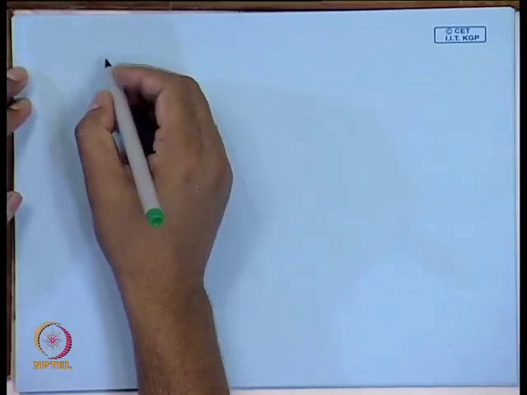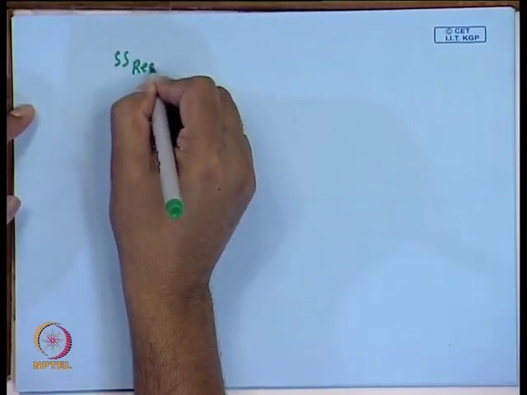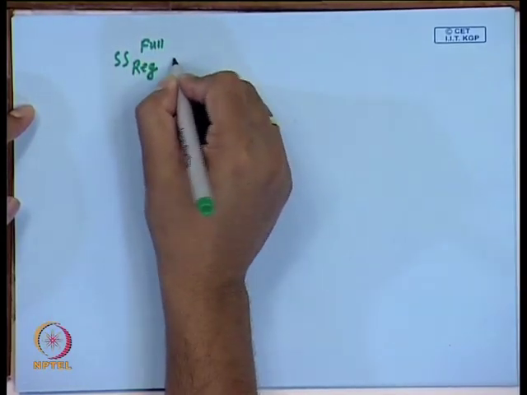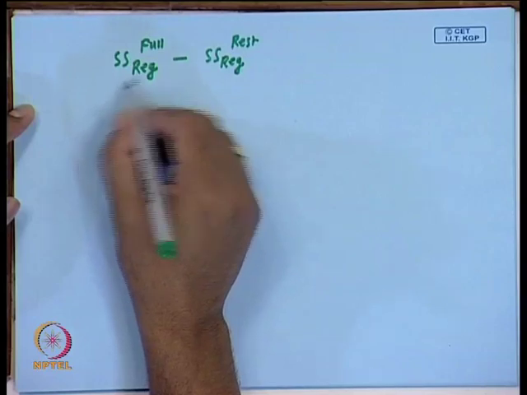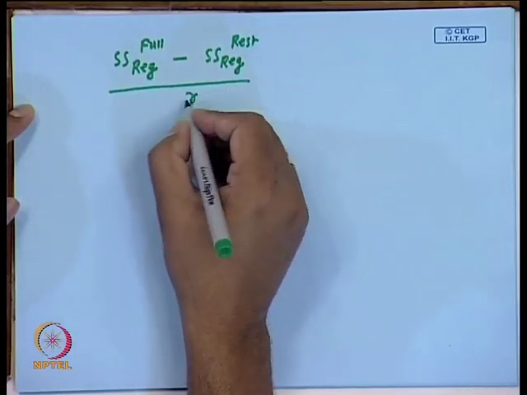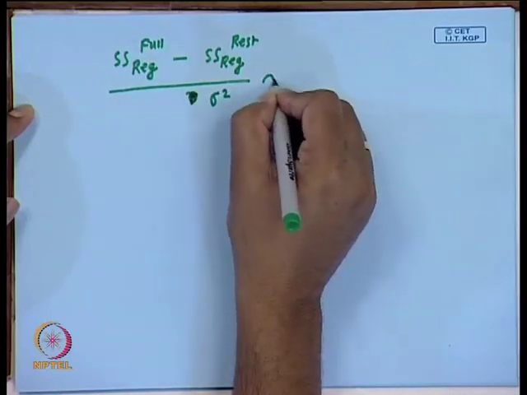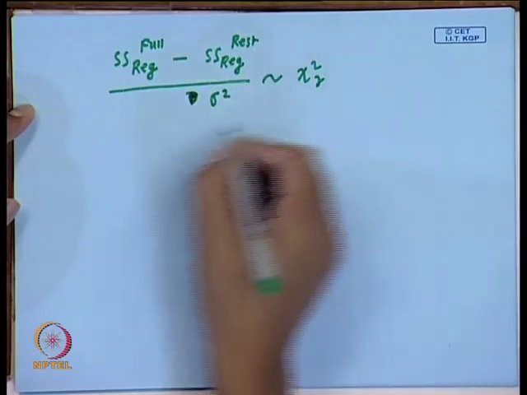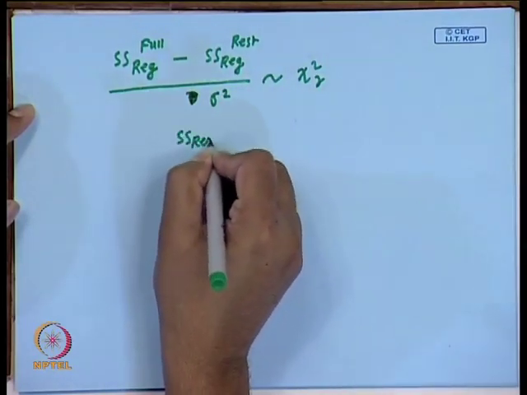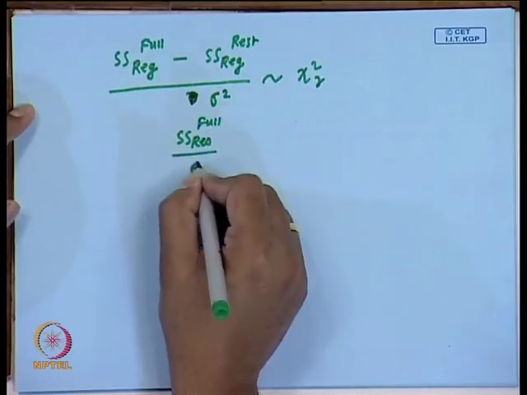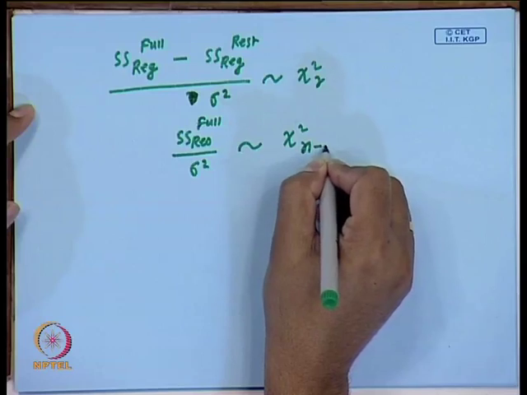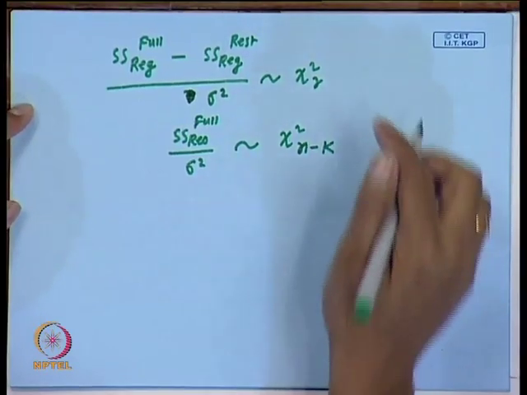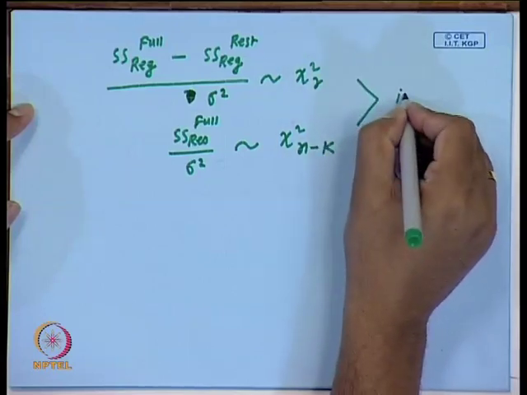Now, SS regression for the full model minus SS regression for the restricted model is the extra sum of square, and this has degree of freedom r. This divided by sigma square follows chi square r, because this has degree of freedom r, and SS residual for the full model divided by sigma square follows chi square n minus k. And you can check that they are independent.